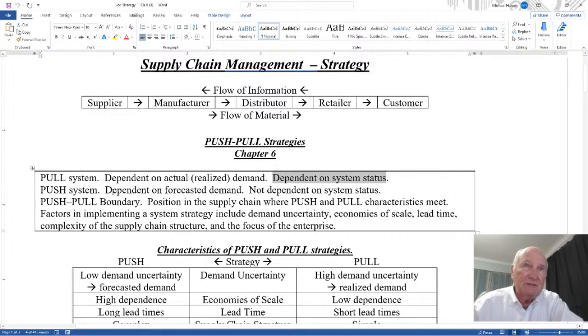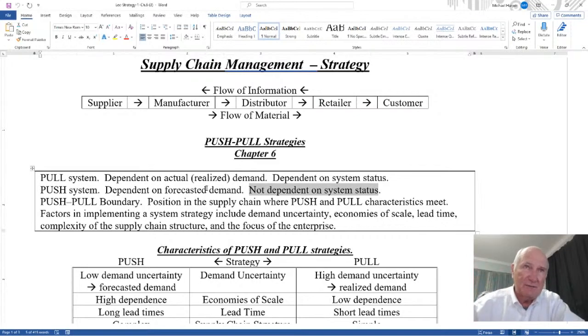A push system is dependent on forecasted demand. So once you forecast the demand, you establish a system, and it's not really dependent on the system status. In other words, the demand is not. So you create your inventory, you create your operations in your system independent of the actual demand itself. It's not the realized demand.